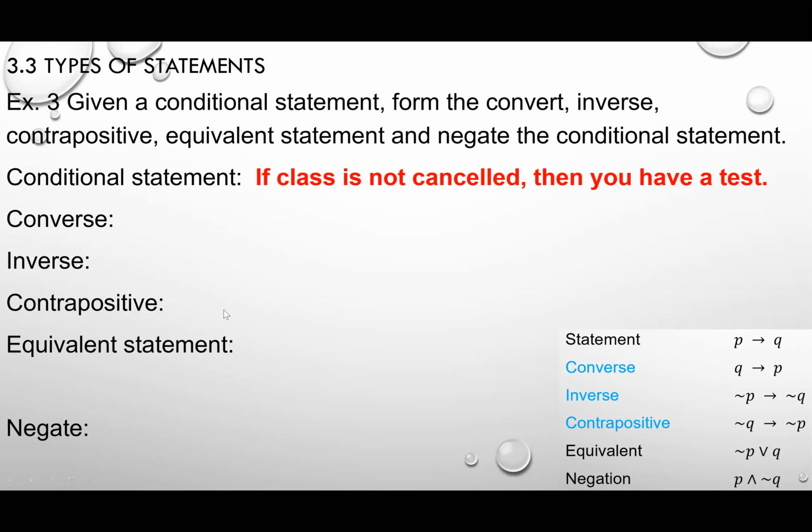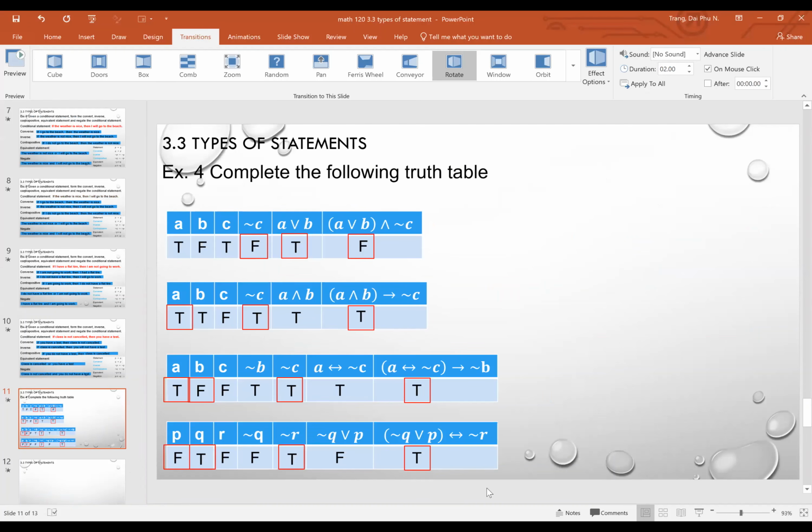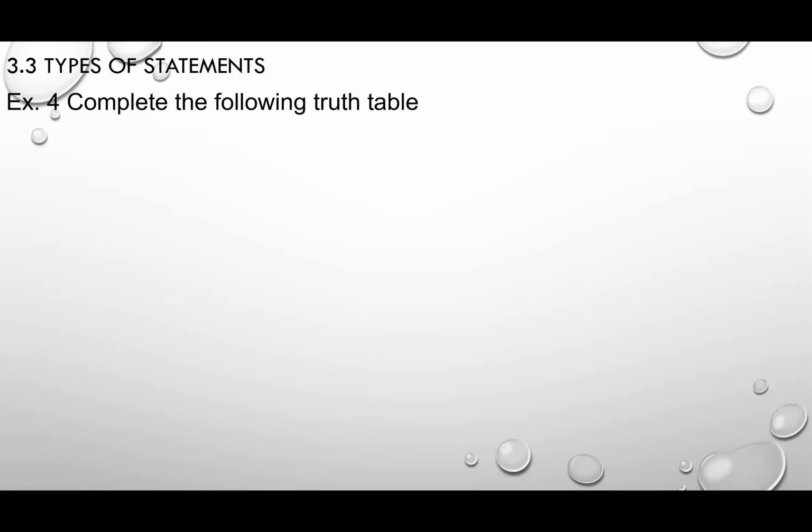You can try that at home. Let me go to this thing before I run out of time. Let's take a look at this item here. So let's go back and practice those converse, inverse, contrapositive, and negation. But let's go back to this item here.